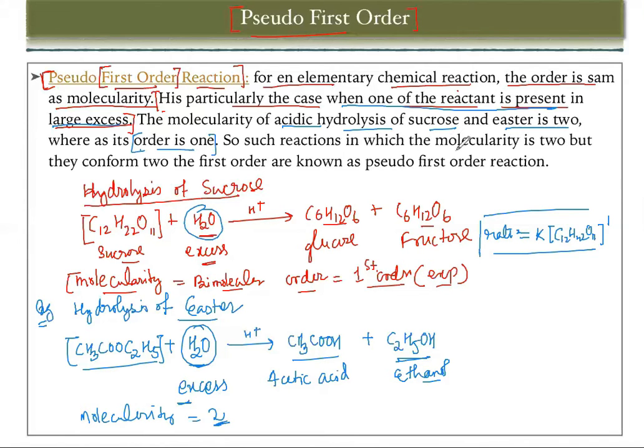Such reactions in which the molecularity is 2 but which follow first order are known as pseudo first order reactions. So as the molecularity is 2, they will follow the first order kinetics. We can write the rate here as equal to K times the concentration of ester. So this will be the expression. So what is the take home message? The take home message is that the molecularity may be higher, but they will follow the first order kinetics or reaction. That is known as pseudo first order reaction.